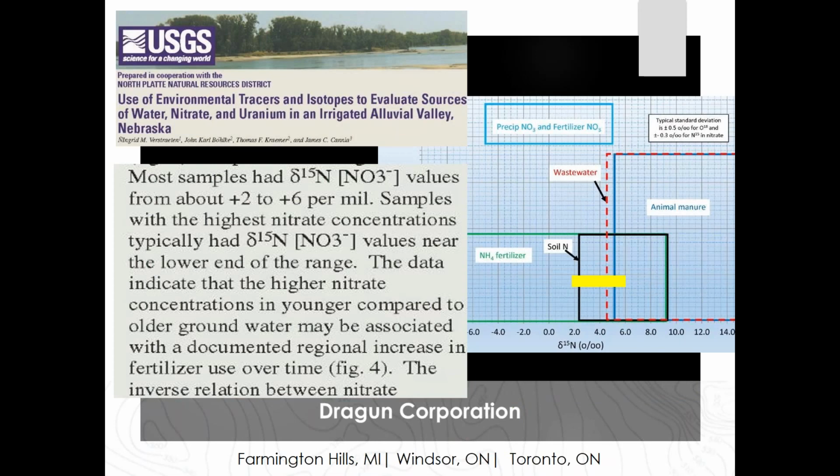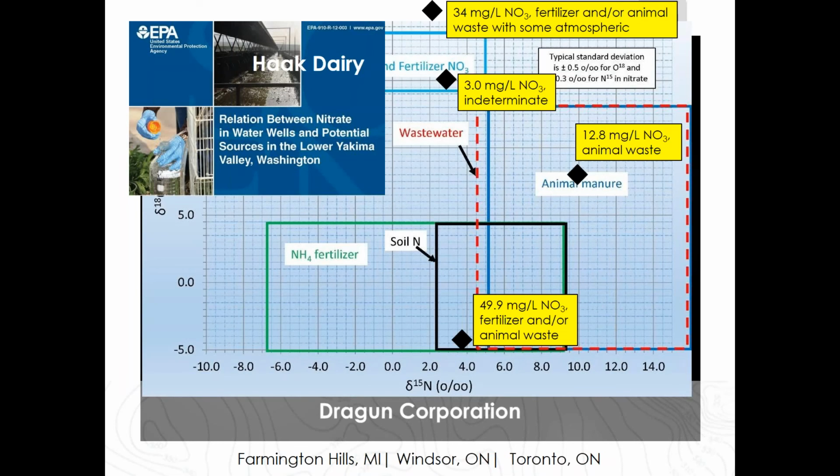So this is a USGS study in Nebraska where they were looking at nitrogen 15. They found a range of +2 to +6. And what they concluded was these samples down here, which turned out to be the more recent groundwater, were indicative of chemical fertilizers. And so that is significant because without the isotopes, they wouldn't have been able to distinguish between those.